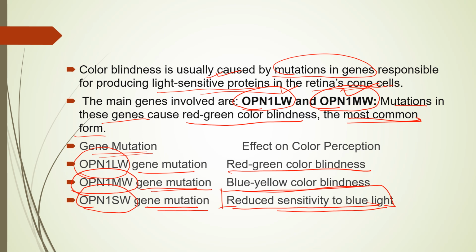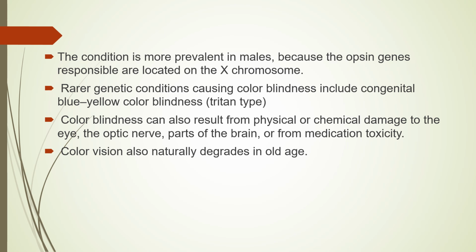Okay, so this is again a few more things we are going to study in the next slide, but these are the two main genes which are being affected during this color blindness. Mutation happens to these genes, so just learn this too. Now, just now I have told that this condition is mostly present in males because the opsin genes which are responsible are always located on the X chromosome. Okay, so if this is the X chromosome, the opsin gene is always located on the X chromosome. It is not located on the Y chromosome.